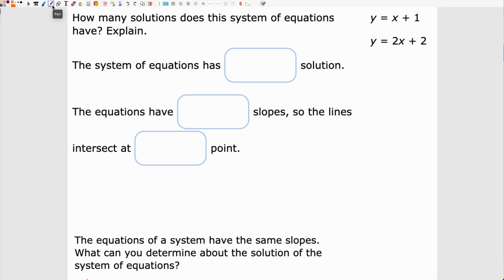All right, so how many solutions does this system have? Because they're in slope-intercept form, I can see that this one has a slope of 1, and this one has a slope of 2. Since the slopes are different, the lines go at different trajectories, so they're going to meet somewhere. So they're going to have one solution, and the reason is because they have different slopes. So the lines intersect at how many points? 1 point. Different slopes mean one solution.